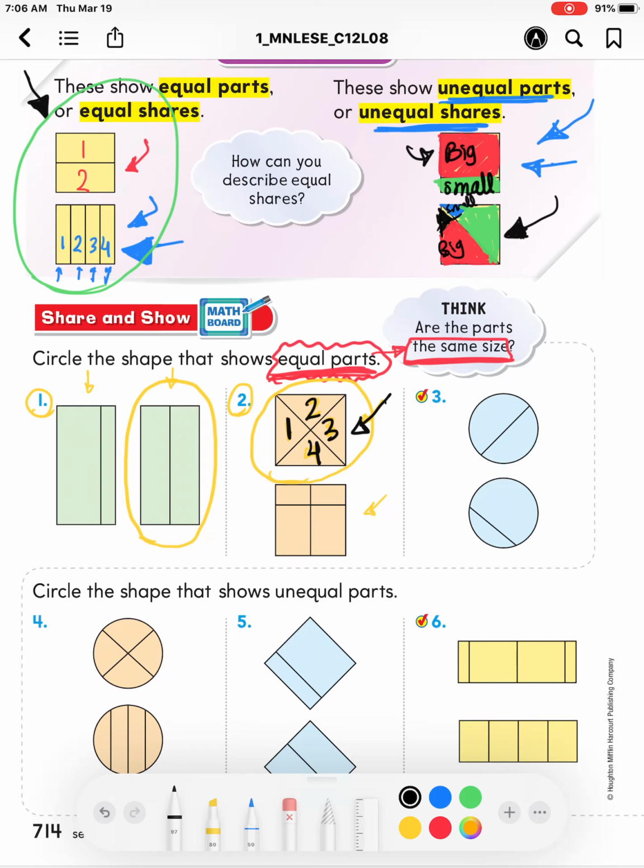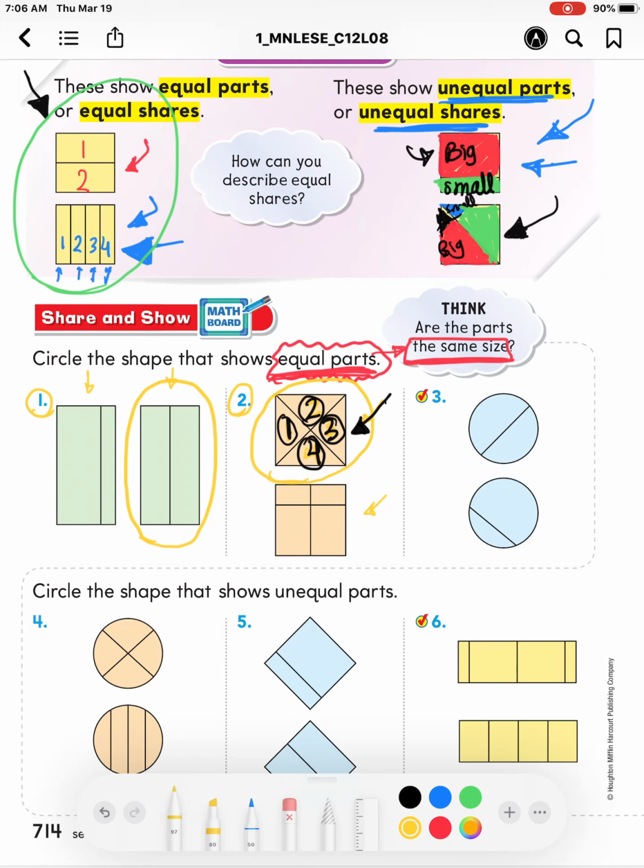So the idea is about dividing the shape. How we are dividing it. We can create more than 2 equal parts. Here this square is divided into 1, 2, 3, 4 equal parts.